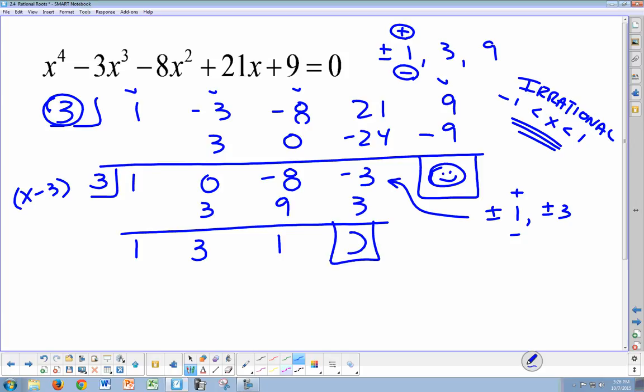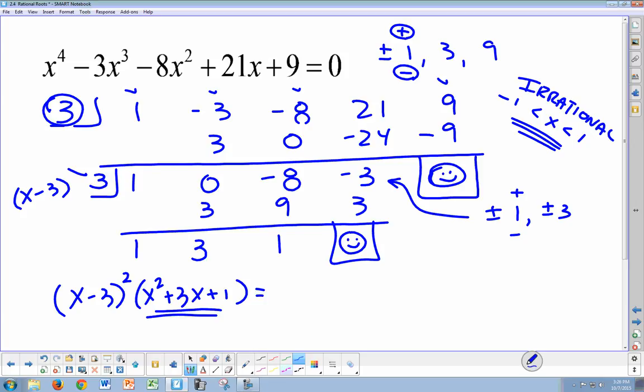So I'm going to put this down as kind of a lucky win for us. We've got an x minus 3. We have another x minus 3. That's from this guy right here, giving me a squared, and then an x squared plus 3x plus 1. And I get the feeling that this one's not going to have any more real roots because of my b squared minus 4ac being less than 0. Oh, wait a minute. Maybe it will. I guess it will. We'll use the quadratic formula for that one. So keep that in mind.